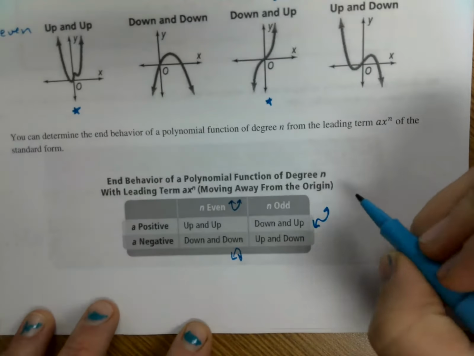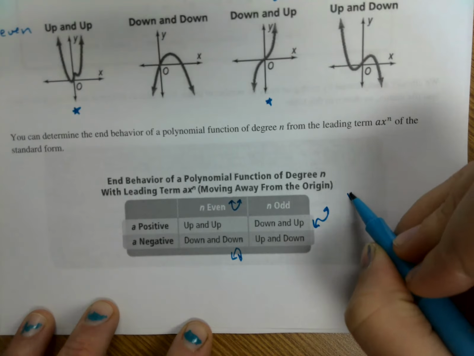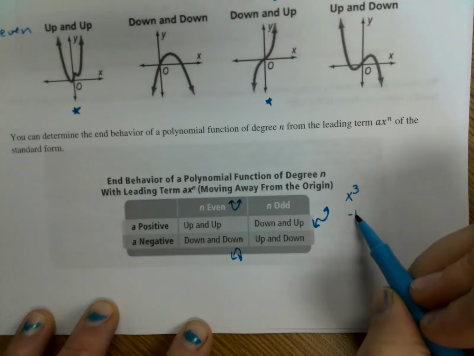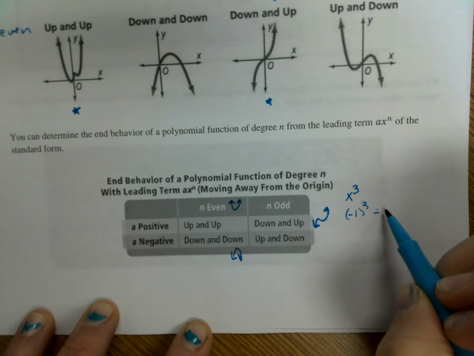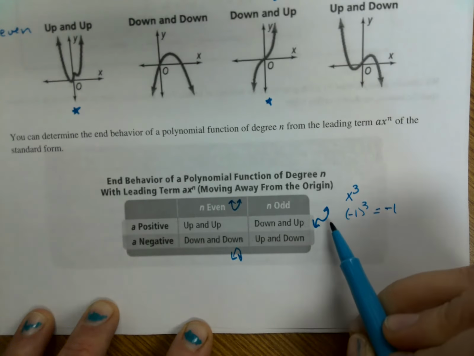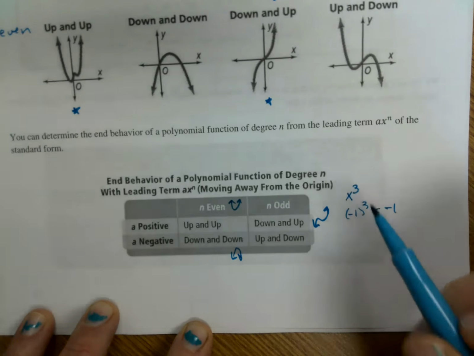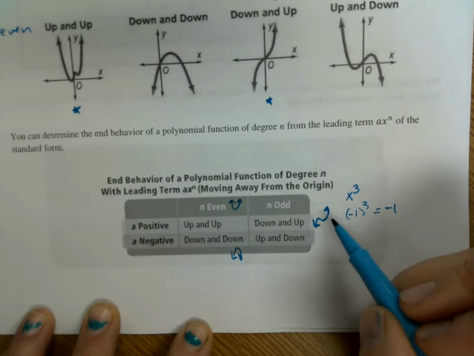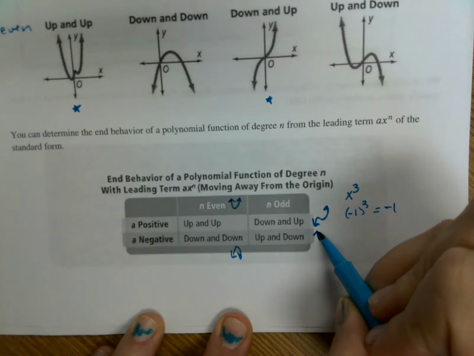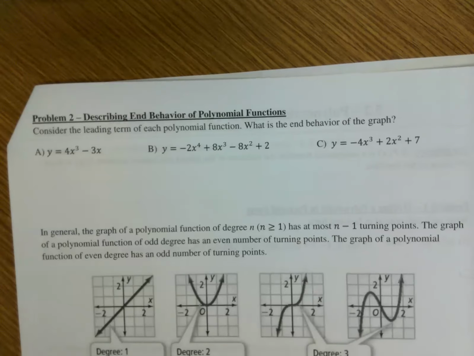Why would that be? It's because if we had something, let's say x cubed, because that's odd, if I plugged in -1 cubed, that would give me a -1. So that's why these are all going down, and +1 cubed would still give me a positive, and that's going up. If there is a -1 in front, it flips the arrows, so it would go up, down. So we can always tell the end behavior without actually graphing it all.